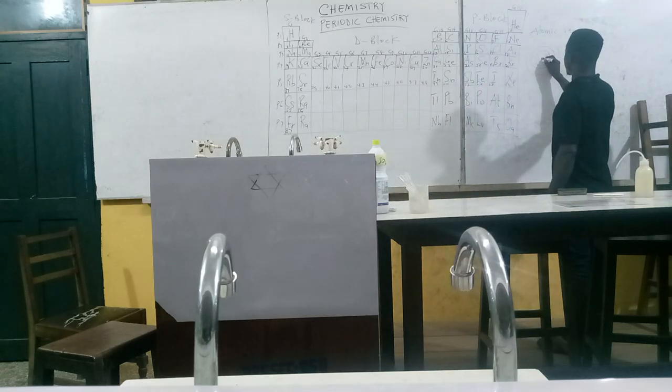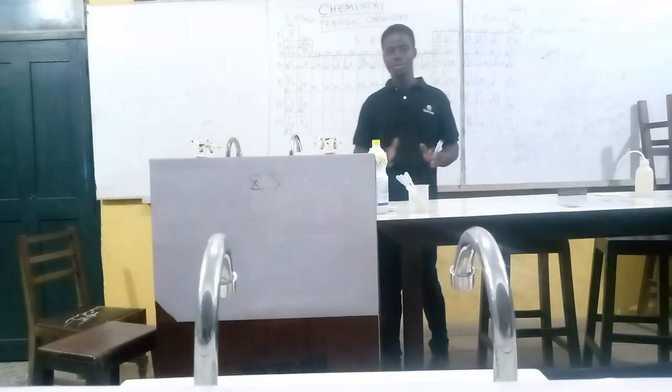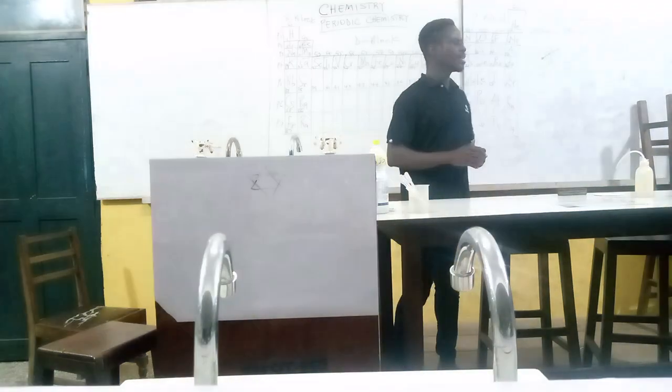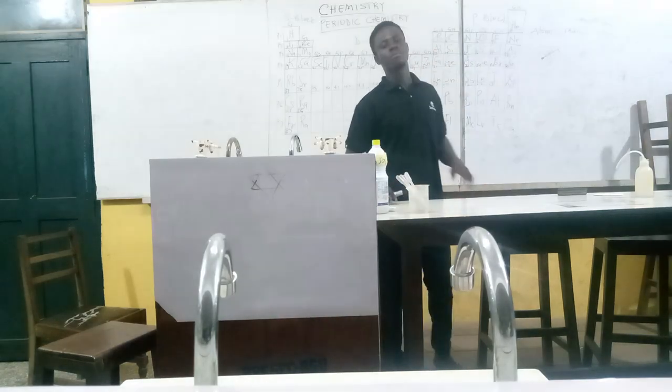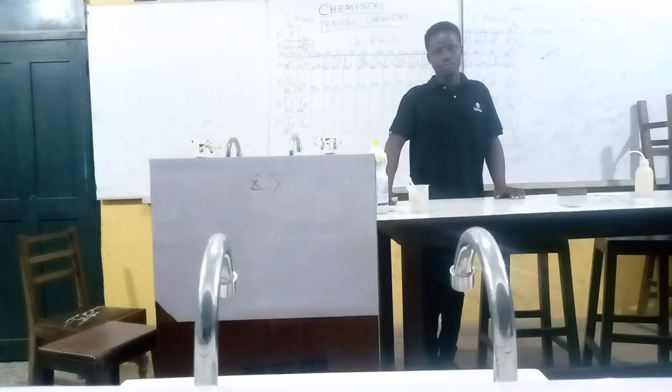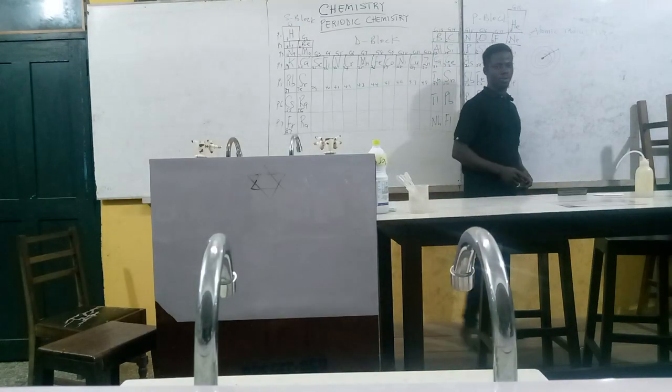Now, looking at this, the distance that moves from the nucleus to the outermost shell, that distance covered from the nucleus of an atom to the outermost shell of that atom is called the atomic radius. So when you say atomic radius, in a very simple manner, you can say it is the distance covered from the nucleus to the outermost shell of an atom. That distance covered is what we refer to as atomic radius.